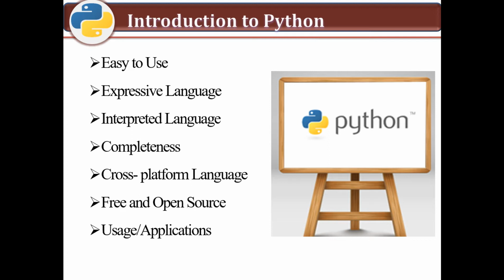The second feature of Python is that it is an expressive language. Expressiveness means it is more capable of expressing the code's purpose than other languages. So in Python we have fewer lines of code with a simple syntax.